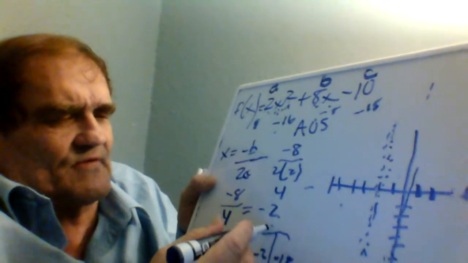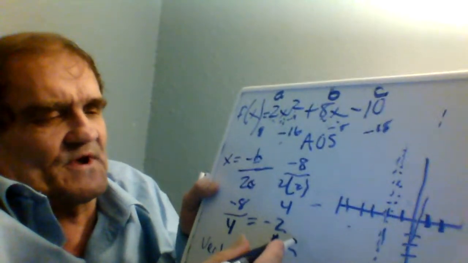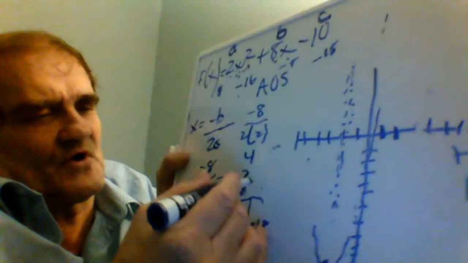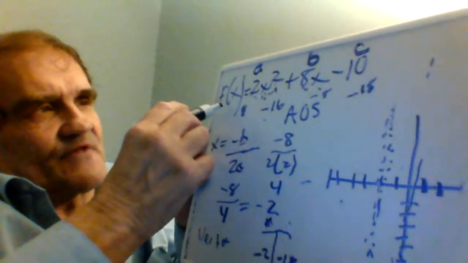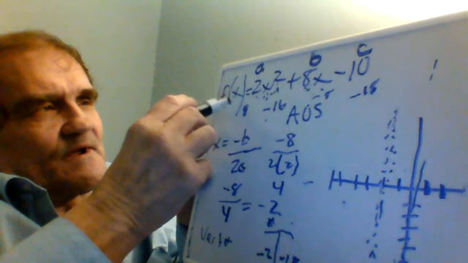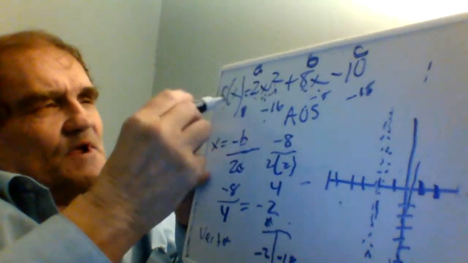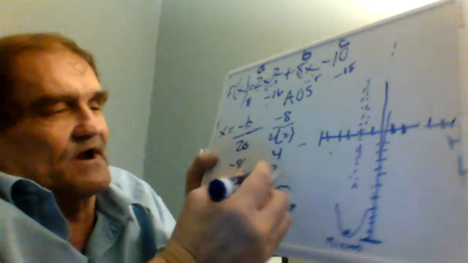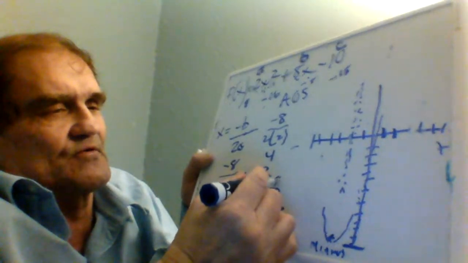And remember, that's x right there, and that's either going to be called y or f of x, because remember, it's like y equals 2x squared, but written as f of x. So you could call that either f of x or y.